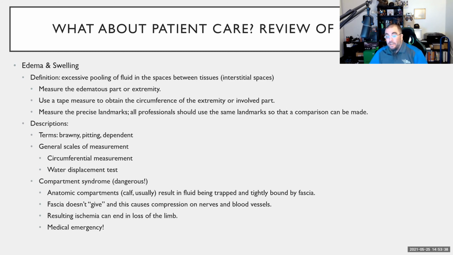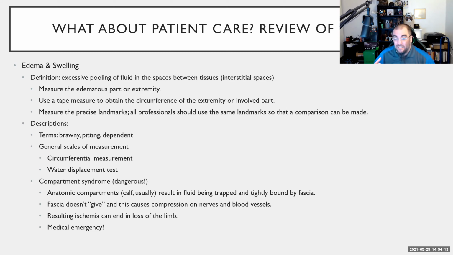syndrome, where an anatomical compartment like the calf or the forearm or the humeral region results in fluid getting trapped in that area and tightly bound by fascia. And I actually just talked to another PT about this a little while ago. Not the PT that works in hand therapy, but one of the PTs I worked with in home health called me and said, hey, what do you know about compartment syndrome? Well, it's fluid trapped in a compartment. He said, well, I've got a patient. What do you think about this? His calf's not giving. It's really swollen.